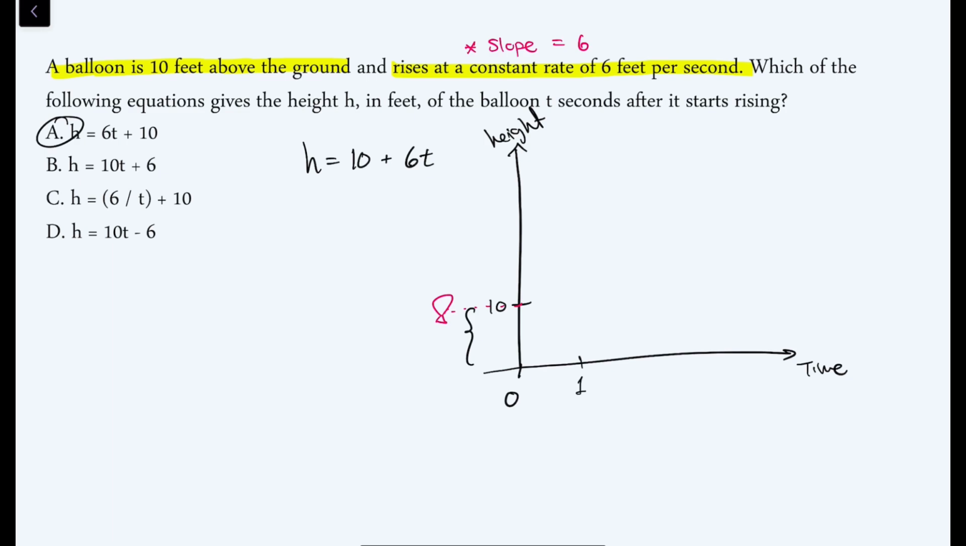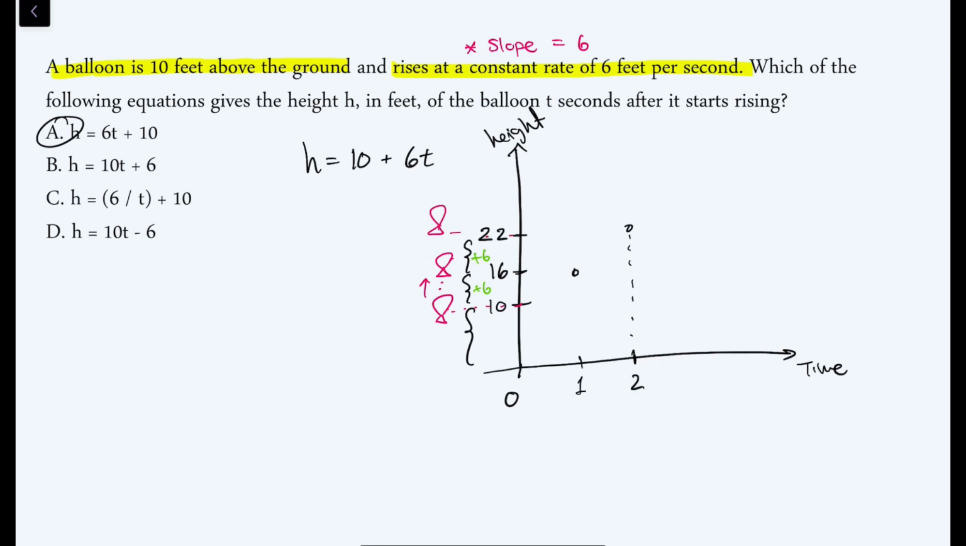Let's say 1 second passed. Okay, well, 1 second passed, we said 6 feet per second. So the balloon is going to rise an extra 6 feet, which gives us 16 total feet, right? Let me maybe change this to green. So now our balloon rose up to here. Okay, now what if another second passed? Oh, well, now the balloon rises to 22. Again, adding an extra 6 feet. And our balloon is now here.